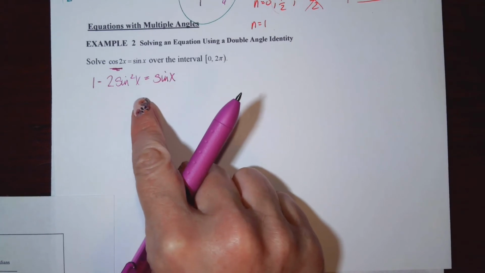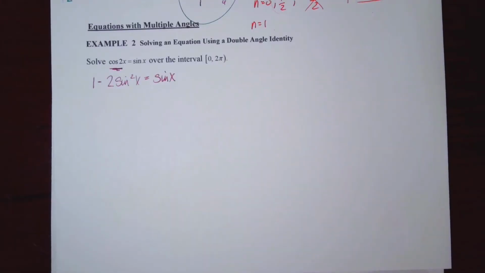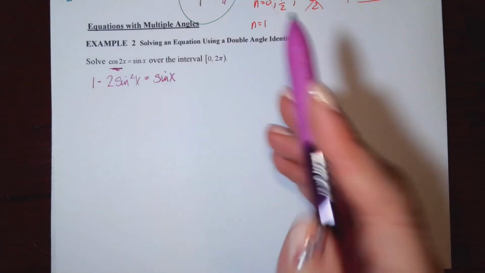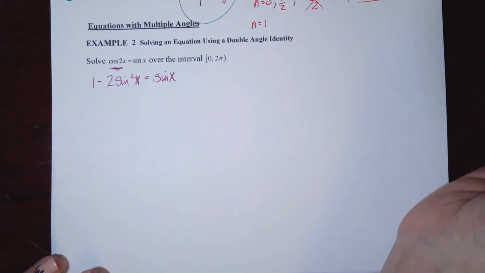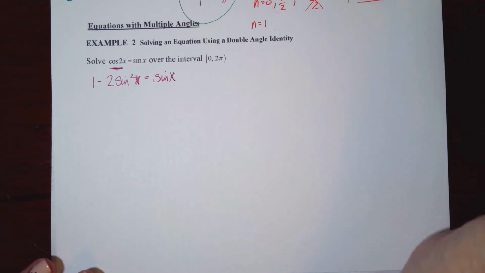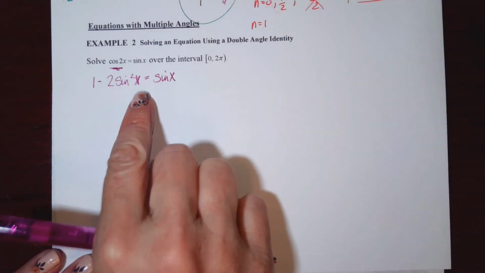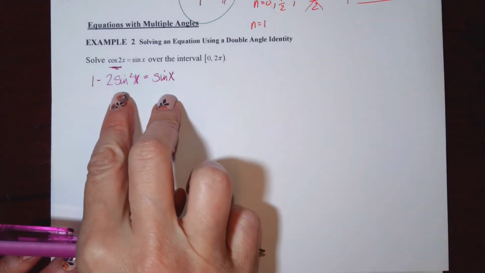Now, my identity sheet gave my argument as a. My problem that I'm working gave my argument as x. I've got to keep it in the argument that I need. That's just my variable. It could be theta, it could be a, it could be x, it could be a half moon, it can be whatever I want it to be. But I need it to give the argument in the way that the problem expects it. All right. So I've got everything in terms of sine.